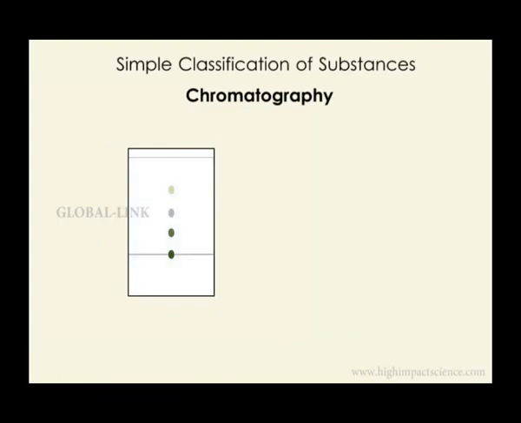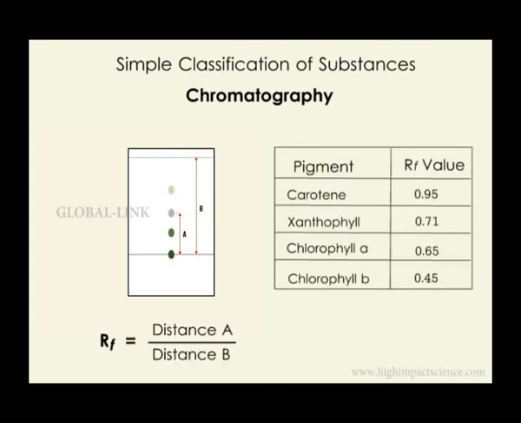We then remove the filter paper and allow it to dry. Then we measure the distance from the baseline to the solvent front and also to each of the sample. From the values, we can calculate the RF values for each component. RF is equal to A over B. The RF value is important in identification of the substances. The RF value is specific for a particular substance, so you can refer to a standard table and identify the substance.